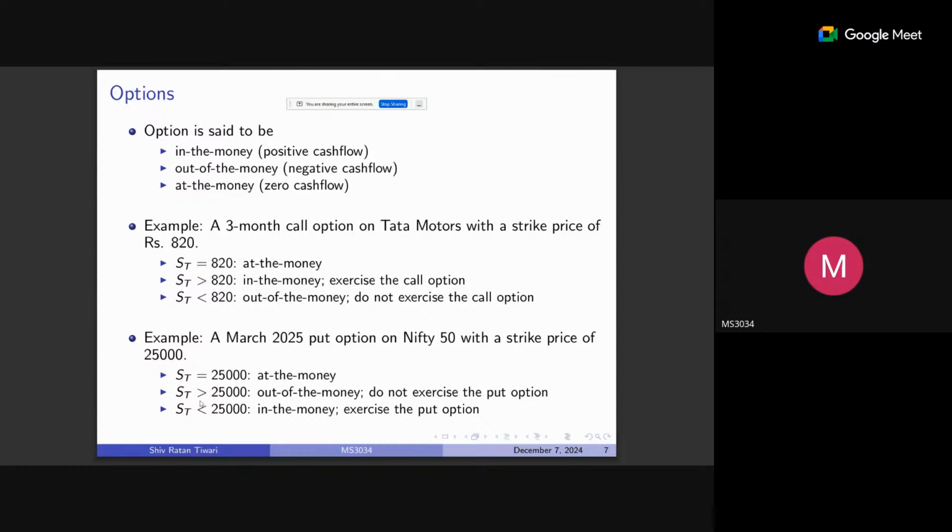So if your ST is more than your strike price, then the put option is out of the money, and a rational investor will not exercise the put option. And if the market price of the asset is less than the strike price, then there is positive cash flow if you exercise your put option, and in this case we call it in the money. So I think this concept is clear to you, when we call them in the money, out of the money and at the money.